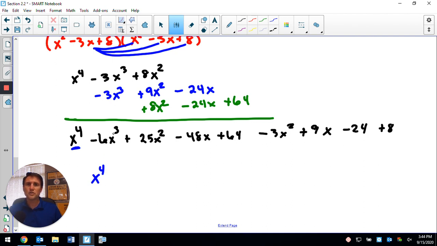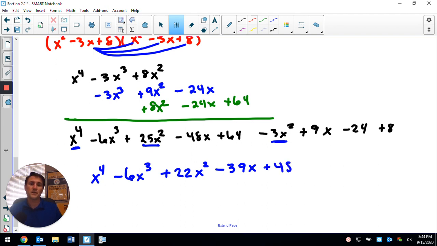Do I have any more x cubes in the problem? No, that's the only x cubed there is, 6x cubed. Do I have any more x squareds in the problem? Sure I do. I got 25, and I got minus 3. So 25 minus 3 is 22x squared. Then we have a regular x here with a regular x there. So negative 48 plus 9 is negative 39x when you stick those together. And now we have 64. We have minus 24. So let me grab my calculator. 64 minus 24 plus 8. That comes out to 48.